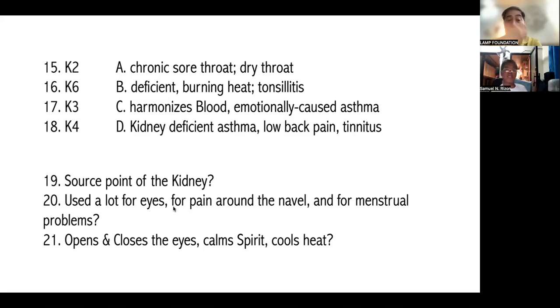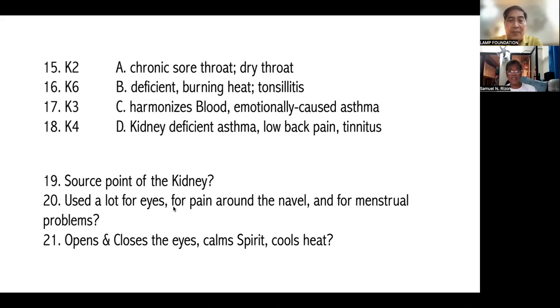Kidney 4, obviously, that's letter C. Of course. That harmonizes blood, emotionally caused asthma. That's the low connecting point. Yes. Great. Ang galing. So now alam niyo na ang impact ng low connecting.